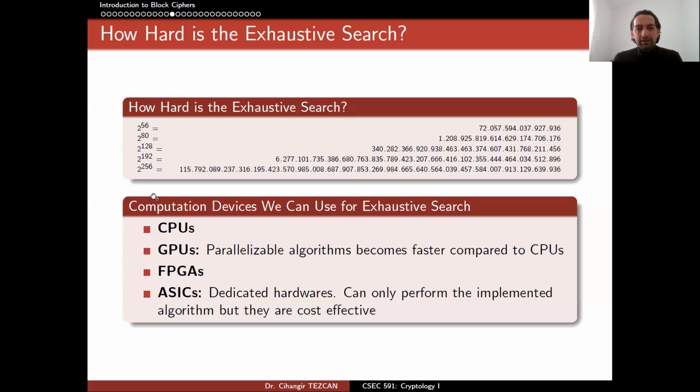But the important thing is, suppose the technology becomes really good, and you can break PRESENT in a second. Assume this is the case. You have a lot of computational devices, and you can perform 2^80 encryption operations in a second. As I told you, a year has about 2^27 seconds. So in a year you can perform 2^107 operations.